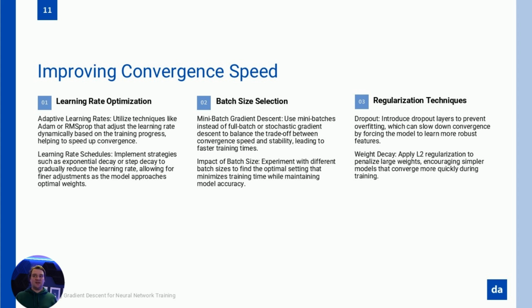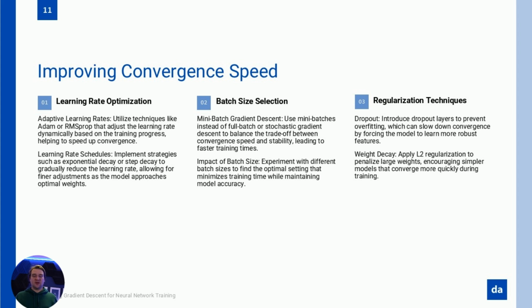Imagine training in bite-sized chunks instead of all at once. That's the idea behind mini-batch gradient descent. It balances speed and stability. Using smaller batches can reduce memory usage and make updates more frequent, which often leads to faster convergence. But be careful, too small of a batch size can introduce noise, while too large of a batch size can slow things down. Experimenting with different batch sizes is key to finding the sweet spot for your specific task.